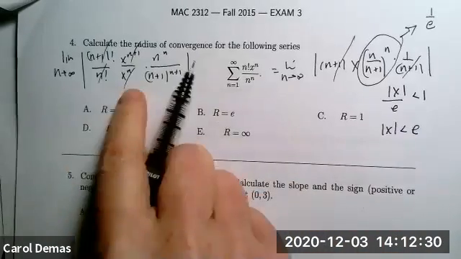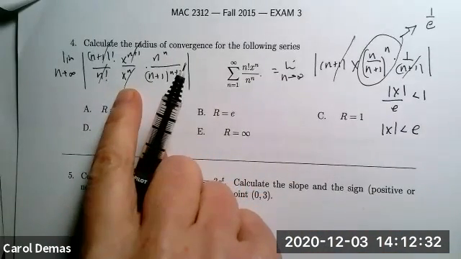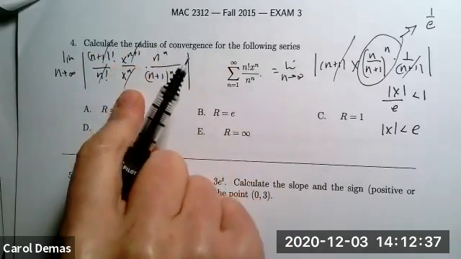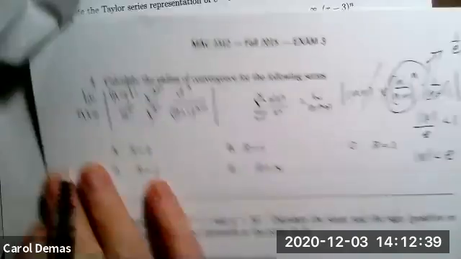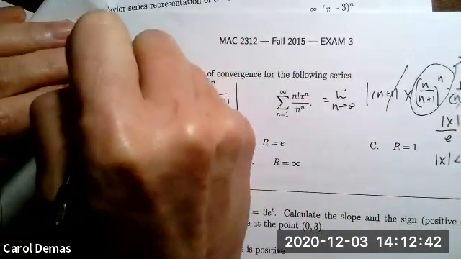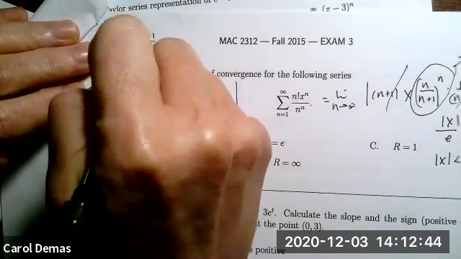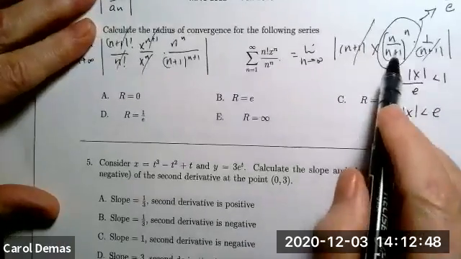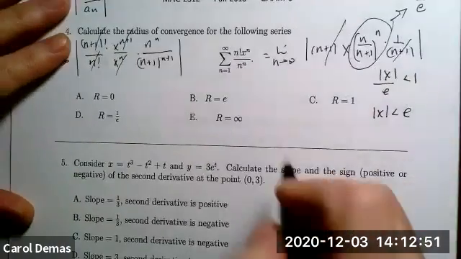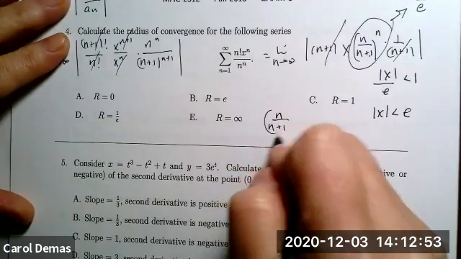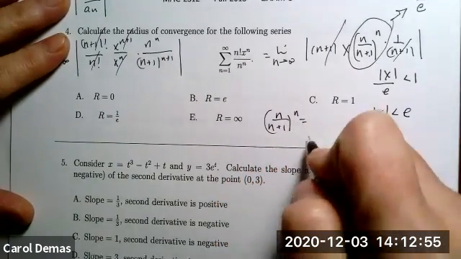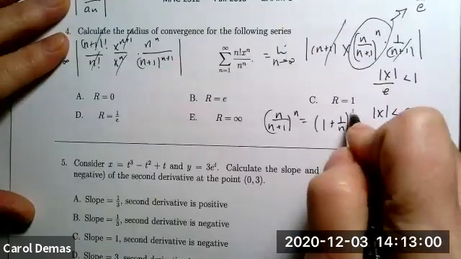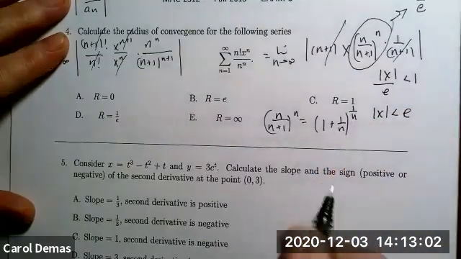What do you mean the first part? This part? This is just the n plus 1th term over the nth term. This one is from exam 2: n over n plus 1 to the n. We can write this as 1 plus 1 over n to the 1 over n.